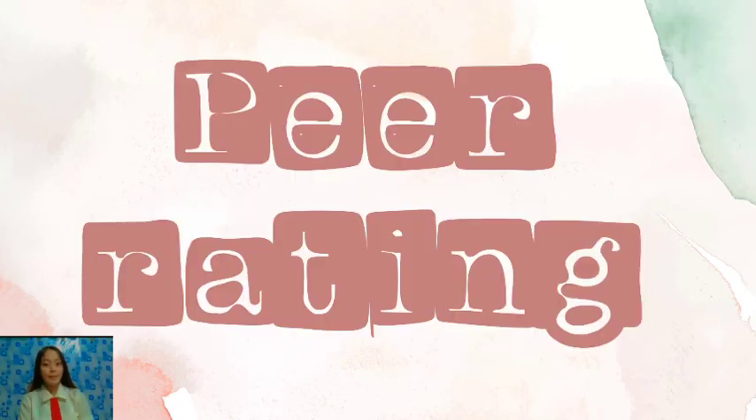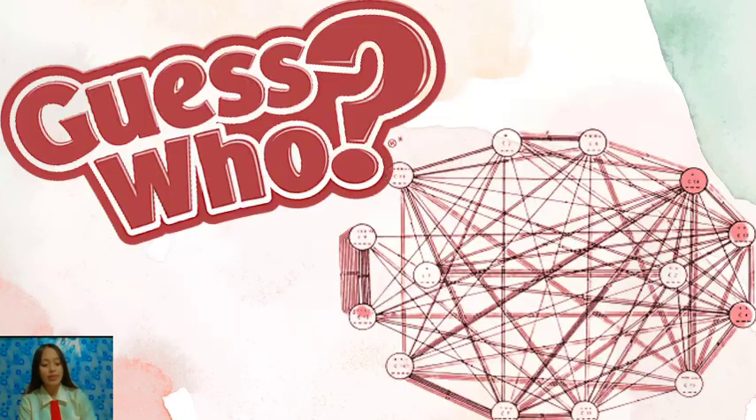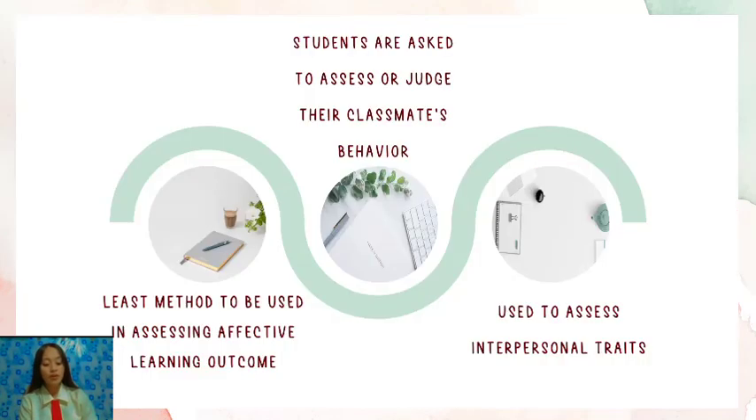Peer rating is the least used method in assessing affective learning outcomes. In this method, the students are asked to assess or judge their classmates' behavior. It can be used to assess interpersonal traits. There are two approaches. The first one is the Guess Who approach. In the Guess Who approach, students are asked to write the names of their classmates who are described in the form.